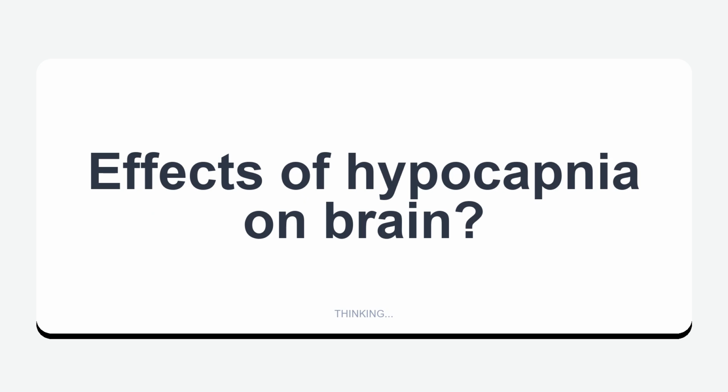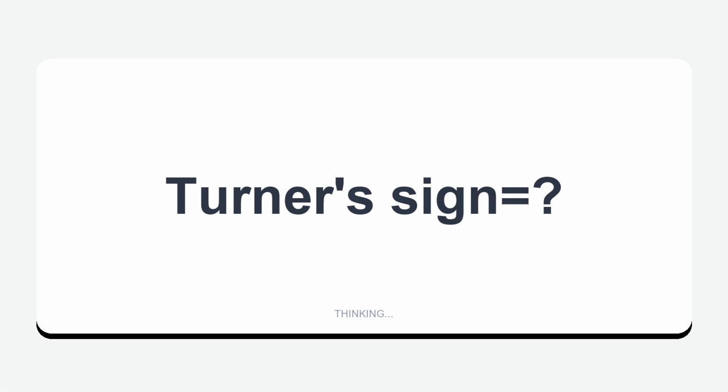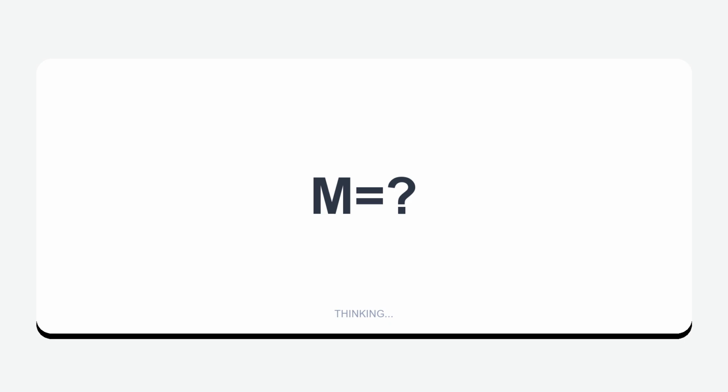Effects of hypocapnia on brain. Vasoconstriction. Grey Turner sign equals flank bruising on either side. M equals monitor.